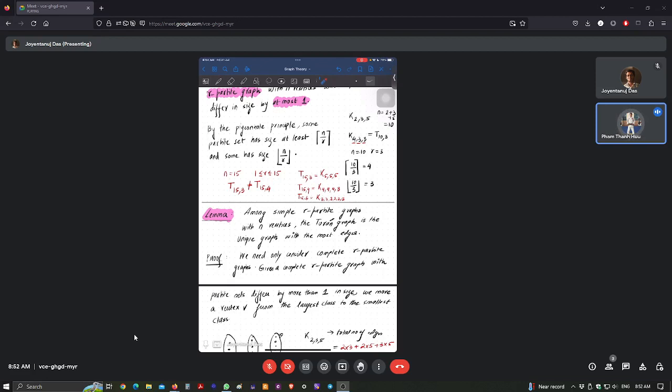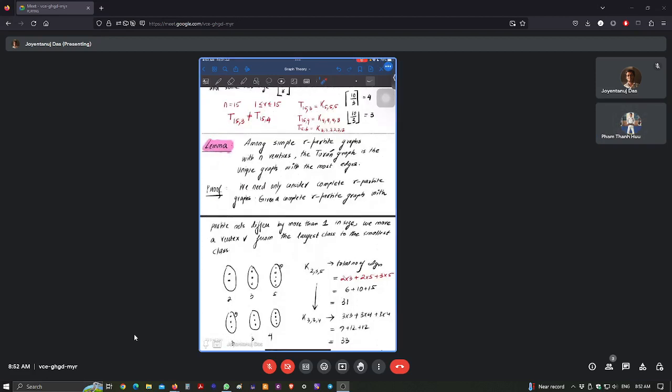The number of what is it for each set? In independent sets. Yeah, okay. The most, yeah. Right. So how can we do that? So we consider any complete R-partite graph.